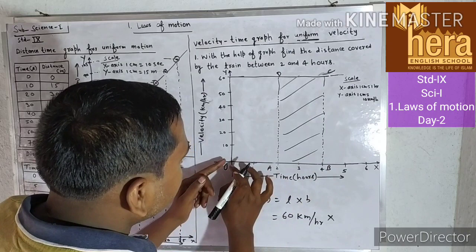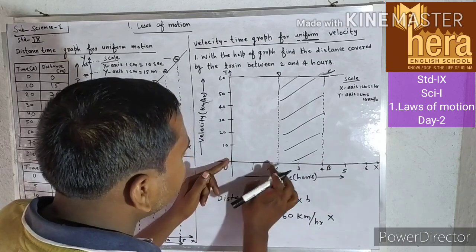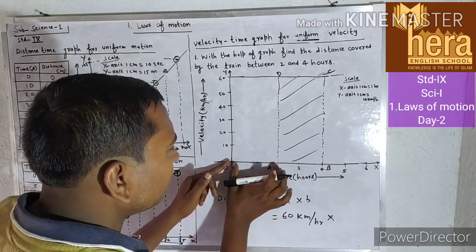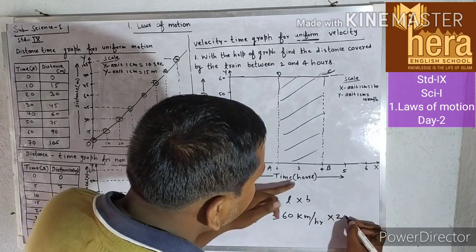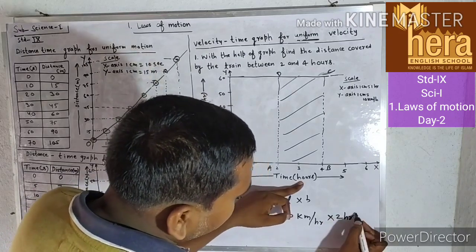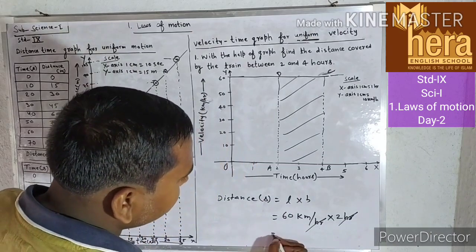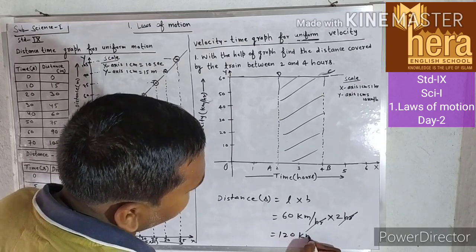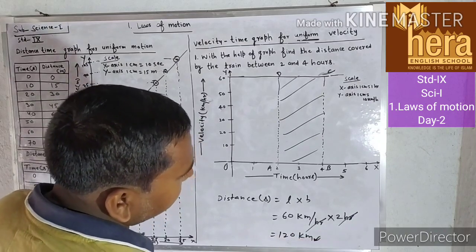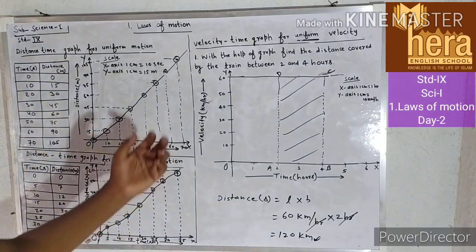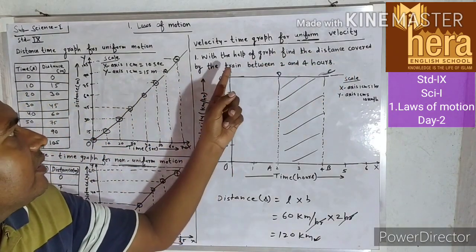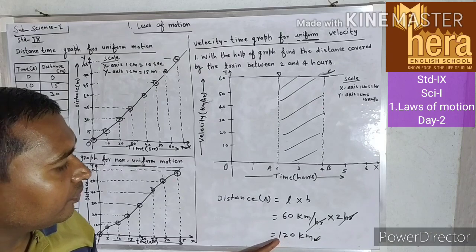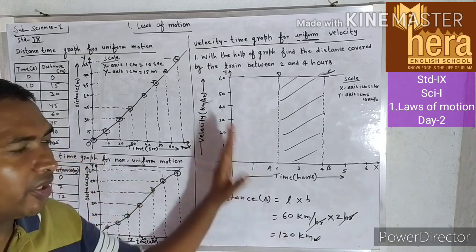So this will be equal to this length. From here to here is 4, here to here is 2. So this distance will be equal to 4 minus 2, which is 2 hours. Hours cancel. This will be equal to 60 into 2, 120 kilometer. It means distance covered by the train between 2 and 4 hours is equal to 120 kilometer. I hope you understood.